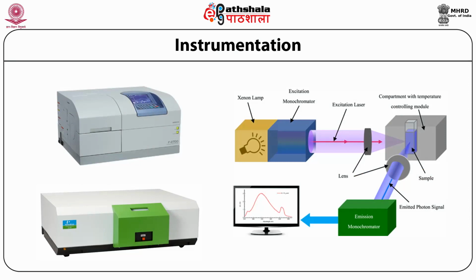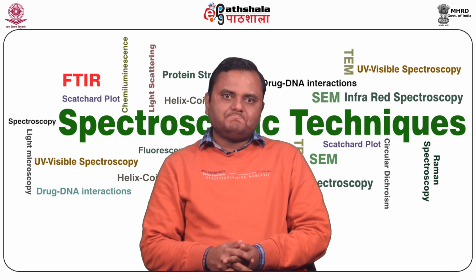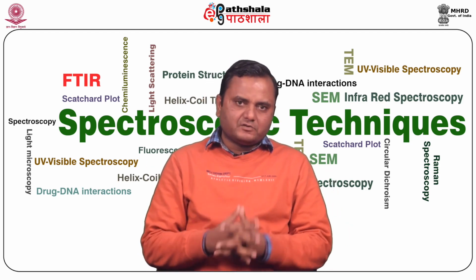We discuss the instrumentation of fluorescence. You can see here that it has a xenon lamp, which is the source of the light, and light of a particular wavelength is selected by the excitation monochromator, which focuses the light to the lens, and that lens focuses light onto the sample. At a right angle to the sample, emitted light is collected by another lens, which directs it to the emission monochromator, and then the light passes to the detector and gives the signal in the form of a fluorescence spectrum.